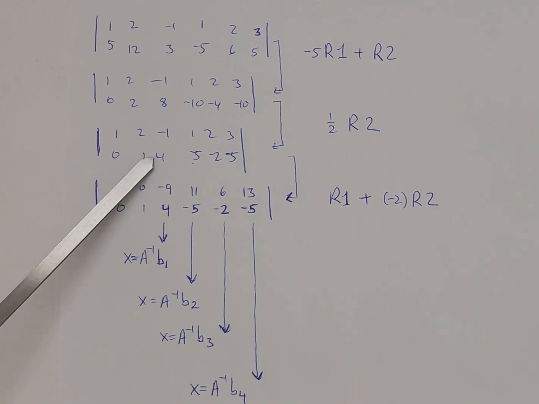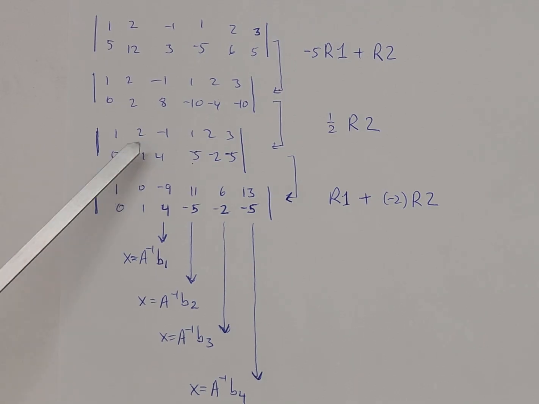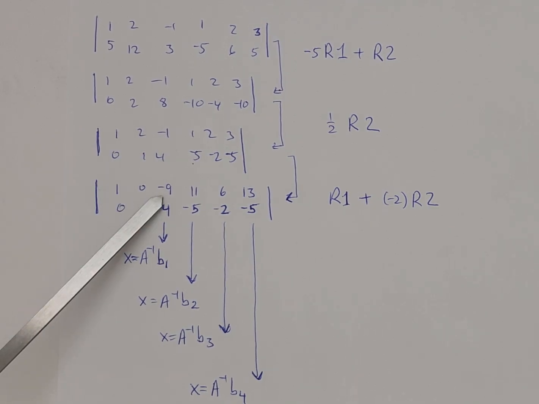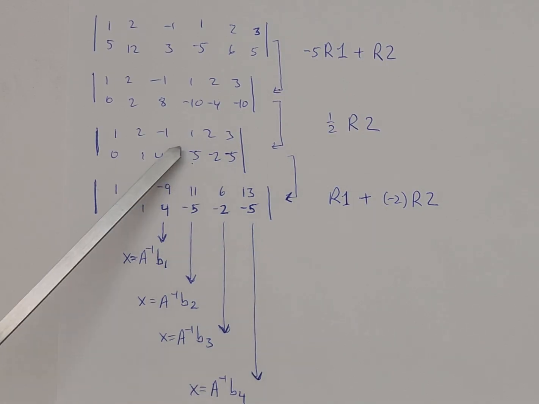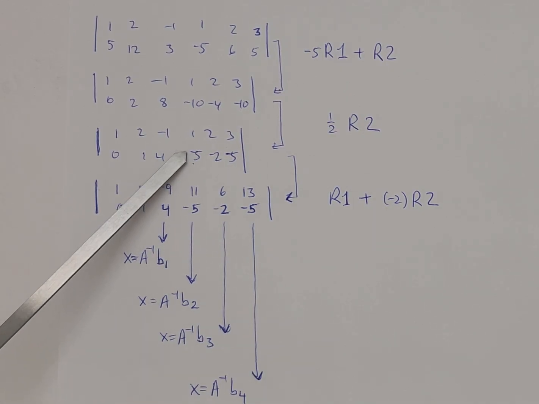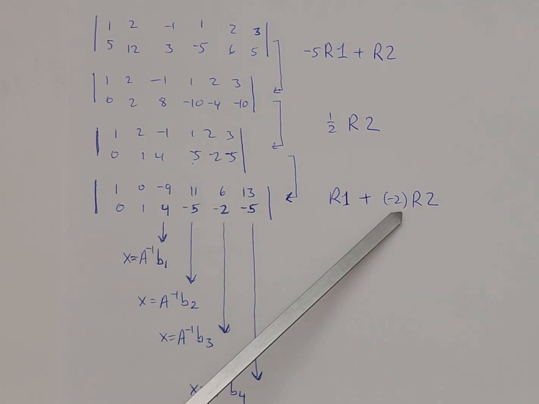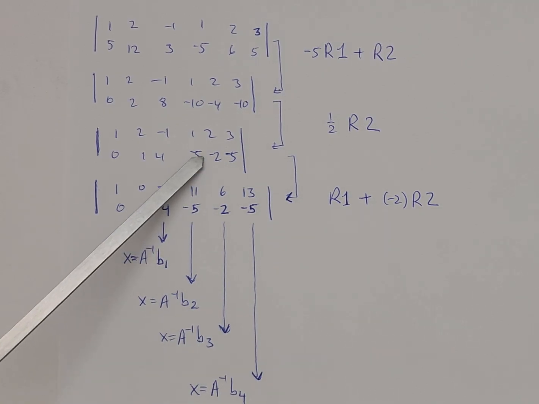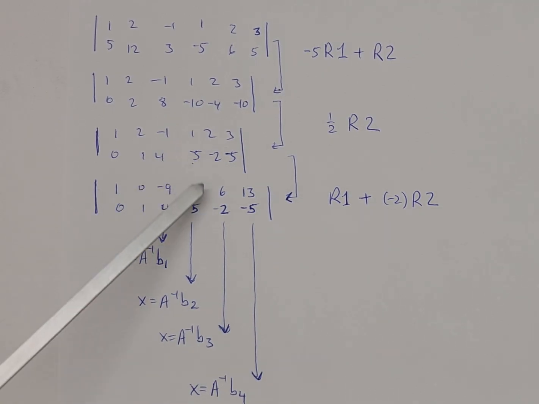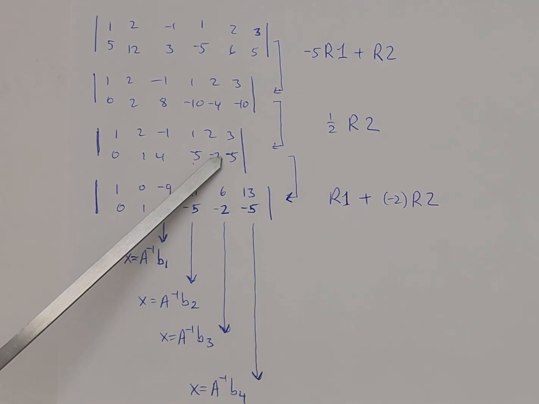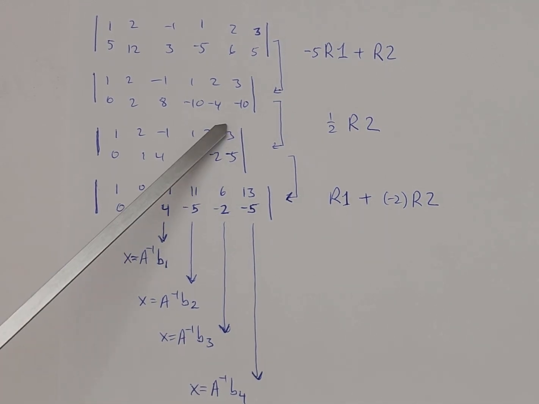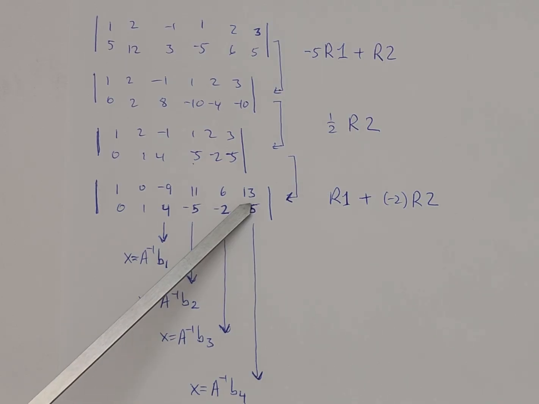Negative 2 times 4 gives me negative 8. Plus negative 1 gives me negative 9. Negative 2 times negative 5 gives me positive 10. 10 plus 1 gives me 11. Negative 2 times negative 2 gives me positive 4. 4 plus 2 gives me 6. Negative 2 times negative 5 gives me positive 10. 10 plus 3 gives me 13.